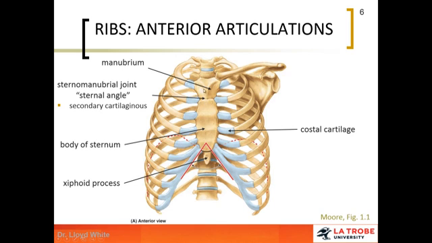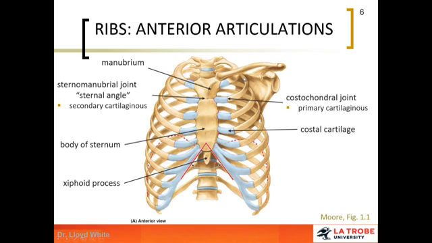Between the sternum and the manubrium we have a sternomanubrial joint, and you can feel this as a slight sternal angle on your sternum. And this joint is a secondary cartilaginous type of joint. Other examples of these secondary cartilaginous joints are the pubic symphysis and the intervertebral discs. These secondary cartilaginous joints only occur in the midline of the body, and so the sternomanubrial joint is another of these secondary cartilaginous joints.